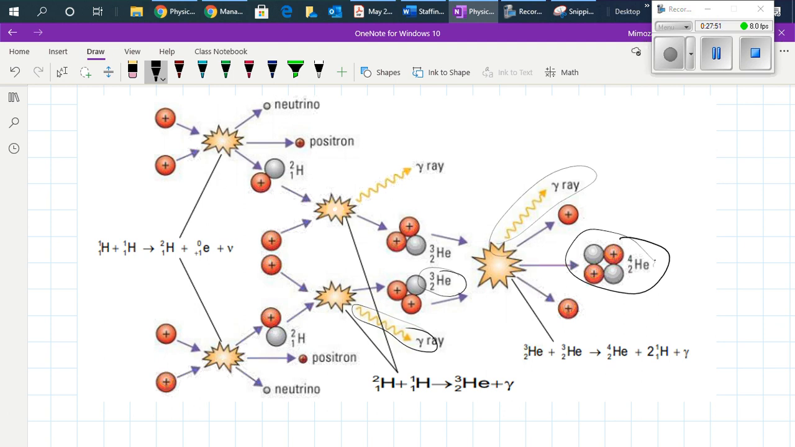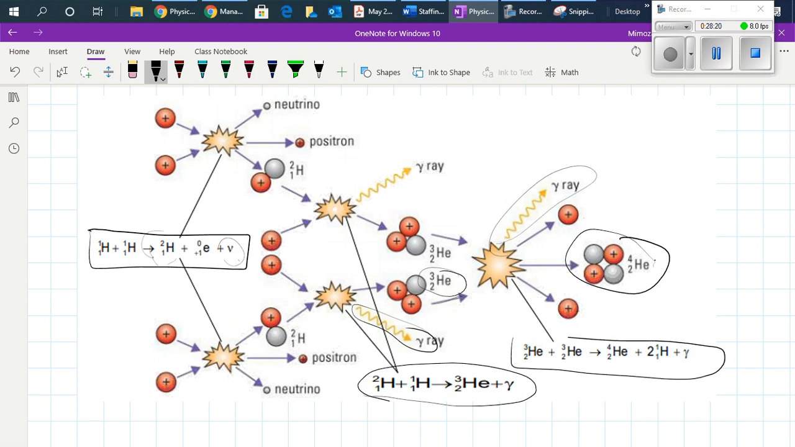All those reactions are here, so hydrogen-1 and hydrogen-1 are combined together to form hydrogen-2 or deuterium, and gamma ray, heat, and then what is happening is hydrogen-2 and hydrogen-1 are combined together to form helium-3, and then finally 2 helium-3s are forming hydrogen and helium-4.